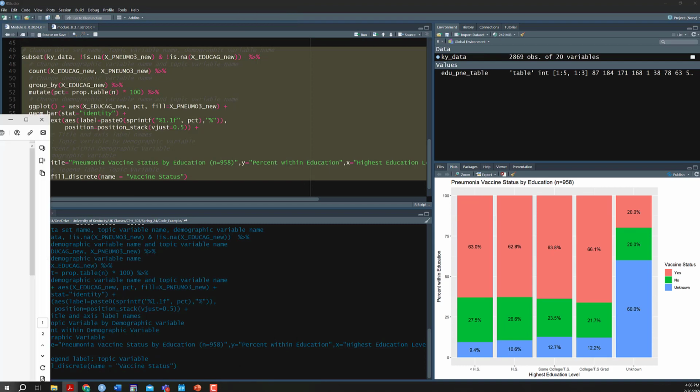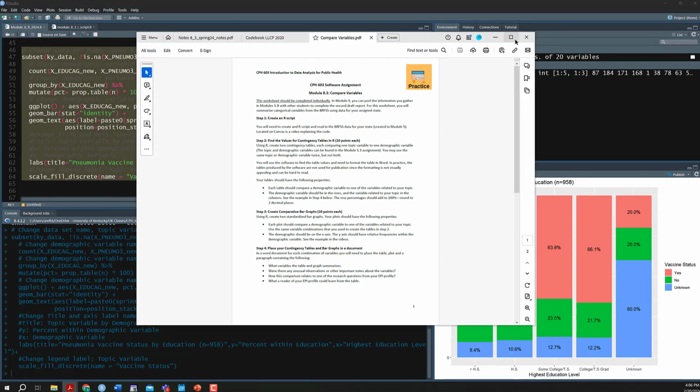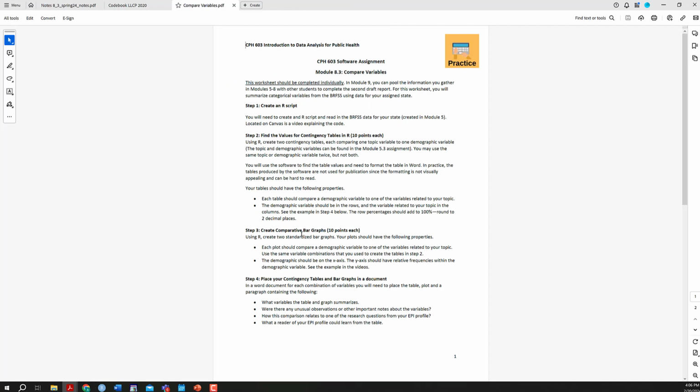So we're going to look at the assignment for this module. Here I have the assignment. Similar to the other ones, you're going to start out by creating an R script. I do have a template of one on Canvas for you. You're going to make 2 different comparisons. Each of those comparisons will be a demographic variable to a topic variable. Those demographic variables and topic variables were given in the module 5.3 assignment, so you can revisit that assignment to see the list of those different variables for the different topics.